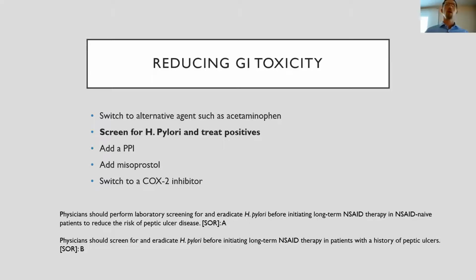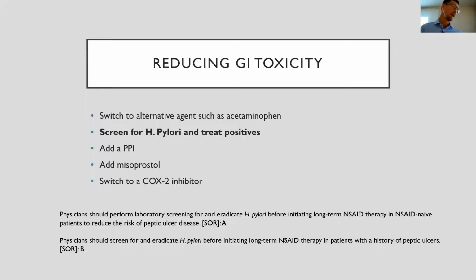Well, you can try acetaminophen. You can definitely screen for H. pylori and treat your H. pylori positive patients. In fact, that is a very strong recommendation. It's a strength of recommendation A, which means we should consistently be doing this, guys.